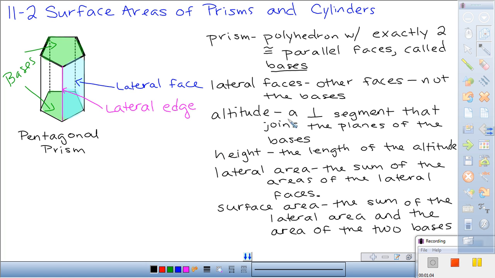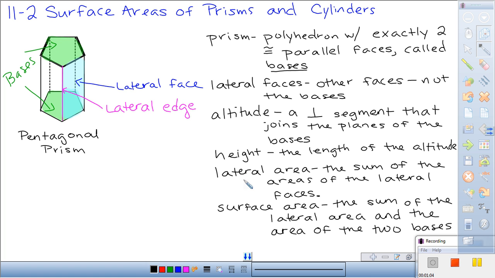An altitude is a perpendicular segment that joins the planes of the bases. So this is an altitude, this dashed line back here is an altitude, this is also an altitude, and so is that. It's those vertical lines that create the edges of your lateral faces, and they connect the bases, and therefore they are altitudes. The height is just the length of the altitude. So this could be the height, this would also be the height. Any of these vertical lines could be the height. If you knew the length of any of these vertical lines, that would be the height of your figure.